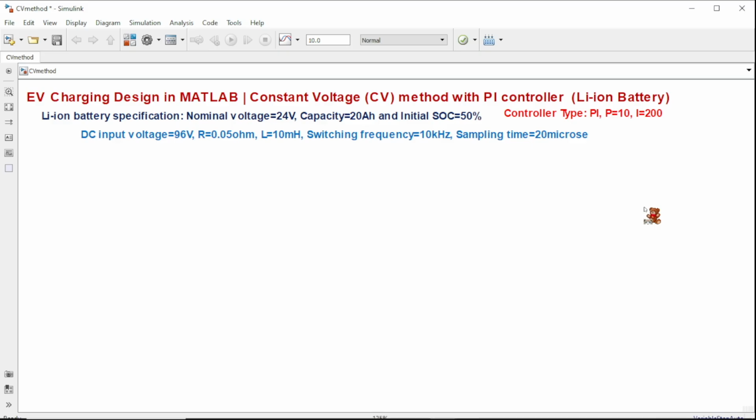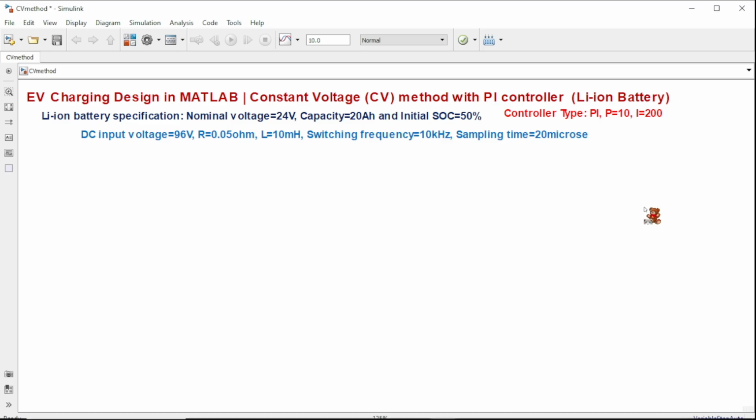Today we are going to design and simulate an electric vehicle charging system using the constant voltage method in MATLAB or Simulink environment. So what is constant voltage charging? It is a method where the charger maintains a fixed voltage across the battery terminals, and as the battery charges, the current automatically decreases. This technique is widely used in the final stage of EV charging because it prevents overcharging, ensures safety, and helps extend the battery's lifespan.